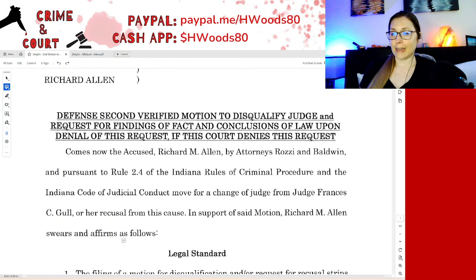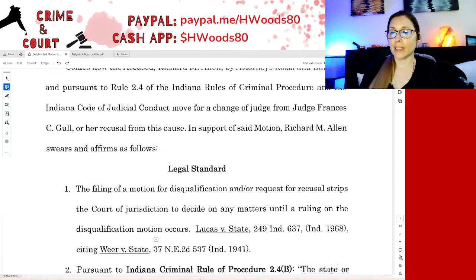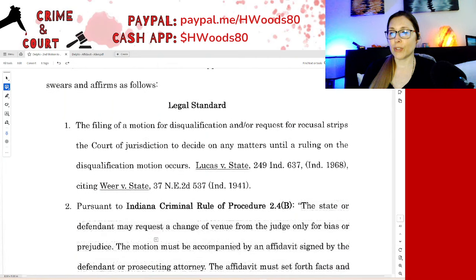All right, so comes now the accused, Richard M. Allen, by attorneys Rozzi and Baldwin, and pursuant to Rule 2.4 of the Indiana Rules of Criminal Procedure and the Indiana Code of Judicial Conduct. I struggle with that word. Move for a change of judge from Judge Frances C. Gull or her recusal from the cause. In support of said motion, Richard M. Allen swears and affirms as follows.